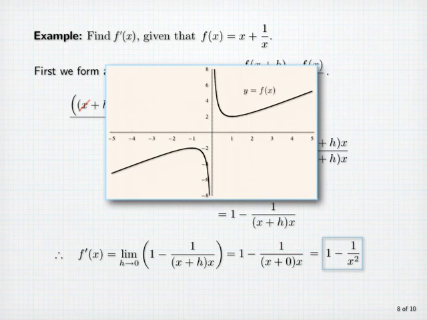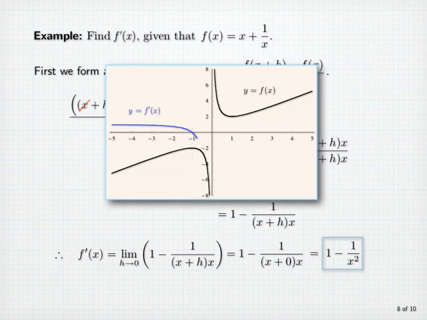Here's the graph of f. Notice that the graph has a slant asymptote. That's actually the graph of y equals x, which has slope 1. Notice that the slope of f is positive when x is less than minus 1 and negative when x is between minus 1 and 0.